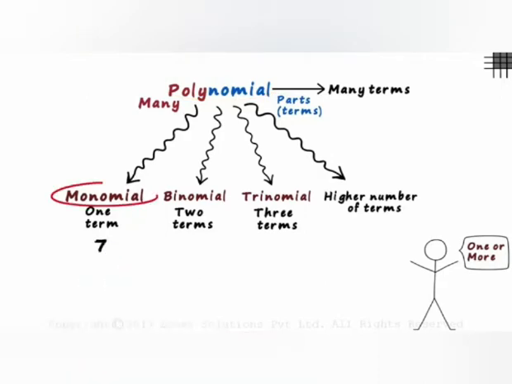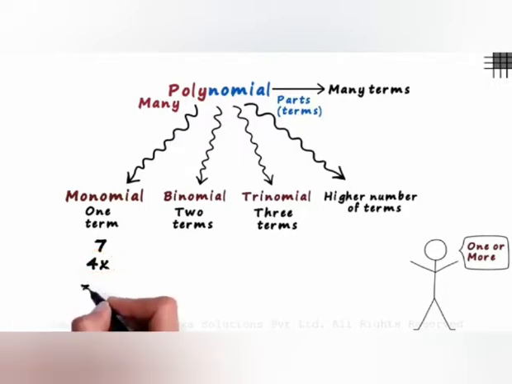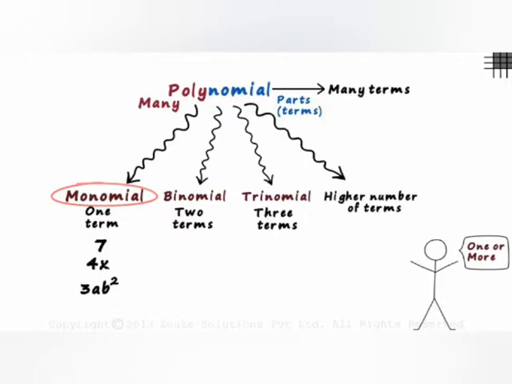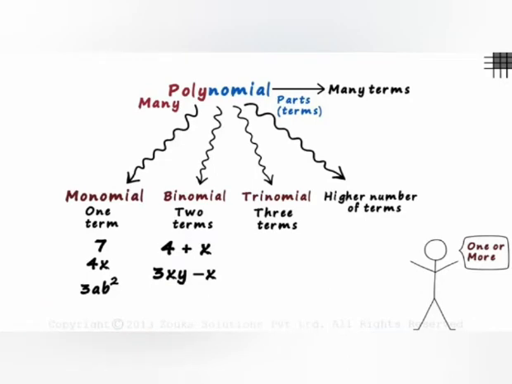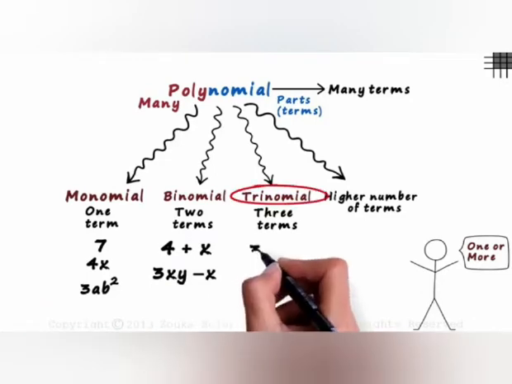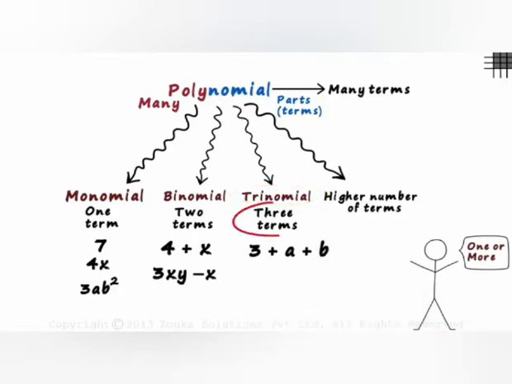And now you can see that the number 7 is a monomial. 4x is also a monomial. It's just 4 and x multiplied. And 3ab square is also a monomial. These all, 7, 4x and 3ab square, are polynomials. For an example of a binomial, 4 plus x: this plus symbol divides the expression into two terms. Another example, 3xy minus x. When we see a trinomial, 3 plus a plus b, you can see that there are three terms, 3, a, b. That's why it is a trinomial.